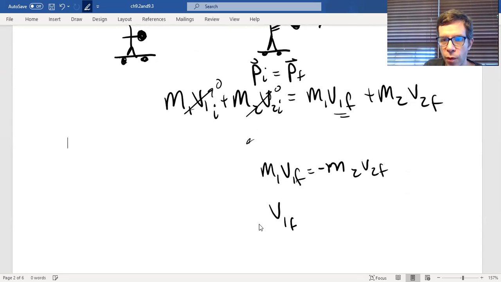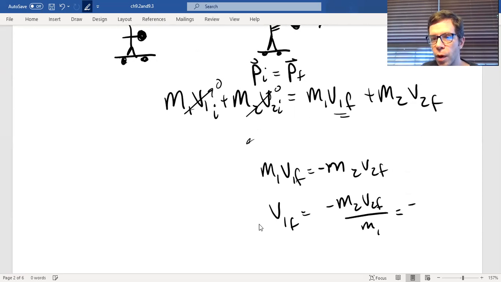And then we'll get V1 final is equal to minus M2 V2 final over M1. Now we can plug in our numbers. So we have minus 10 kilograms over 65 kilograms times 3 meters per second. All right, so our kilograms cancel. It's a velocity, so we have our right units.